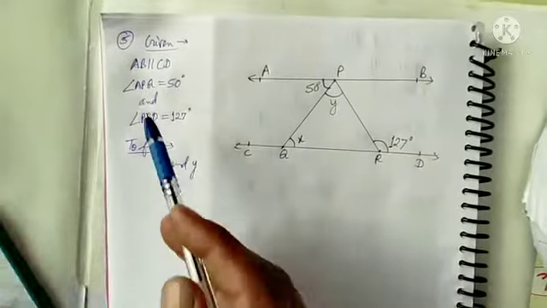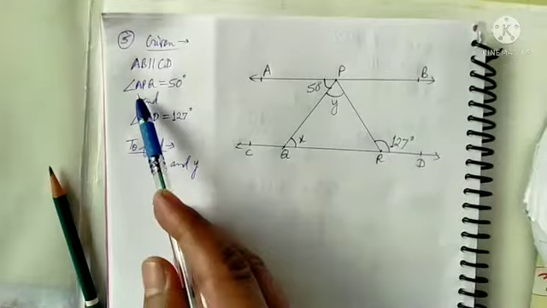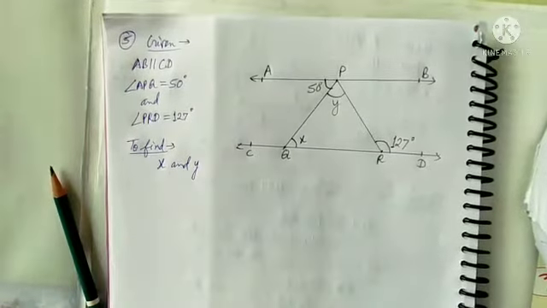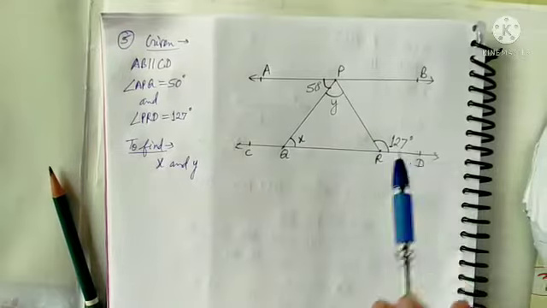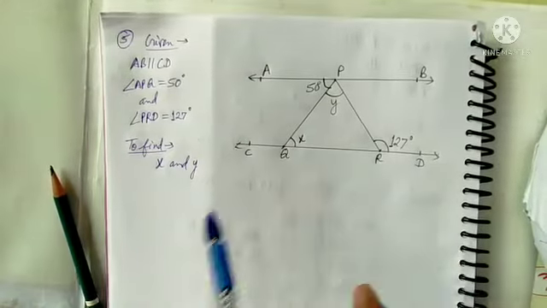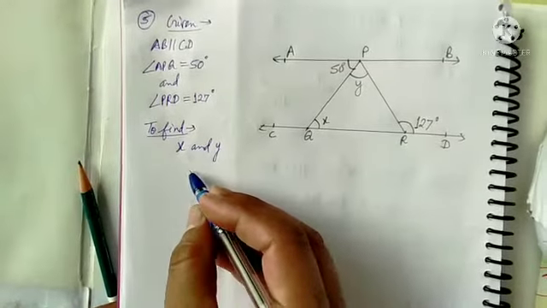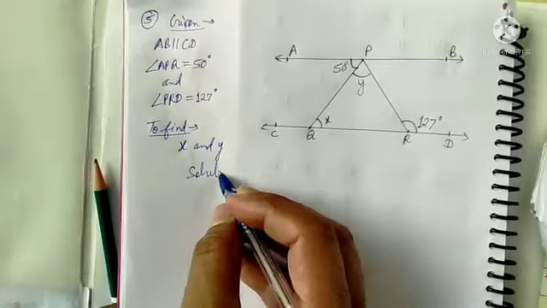Question number 5. Given that AB is parallel to CD and angle APQ is 50 degree and angle PRD is 127 degree, and we have to find out the value of X and Y. So it's very simple. See, student, it is very simple. How? Look, solution. I will start.